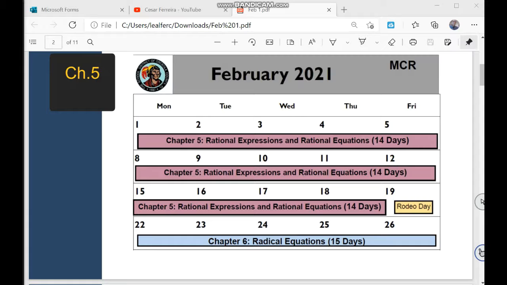For February, check this out. We have chapter 5, rational expressions and rational equations, starting today. It will take 14 days, and then we have a holiday, Rodeo Day on Friday the 19th. After the holiday, the next week, we start chapter 6. And we're going to have a test, I think at the very end of the month.